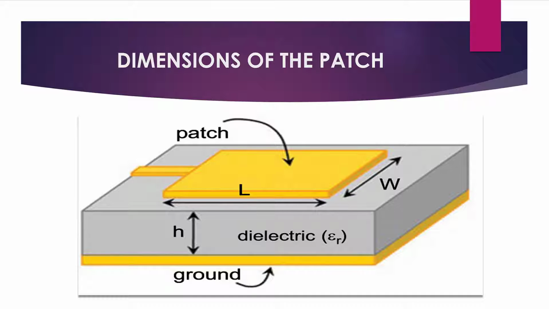So the patch should have a certain length. It should also have a certain width. The substrate should have a certain height, and your feed line should also have a certain length and width. So we are going to learn how to calculate all these things.